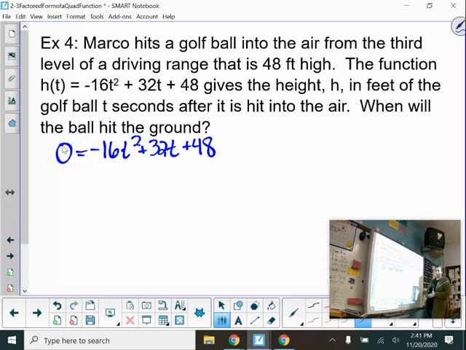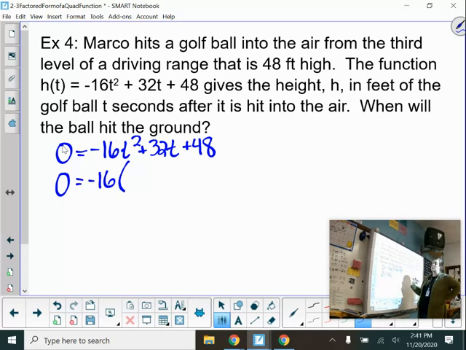And we need to solve this through factoring, because the solution to this question is going to be when the golf ball hits the ground. Now, it's very, very difficult to factor whenever your leading term is negative. However, there is a greatest common factor here. So I can actually divide the first, second, and third terms by a negative 16, which means I'm going to be factoring that negative 16 out.